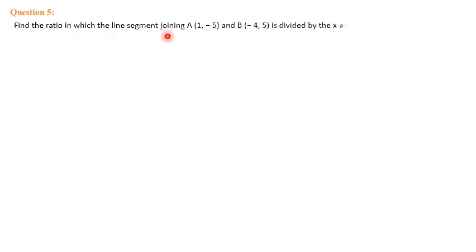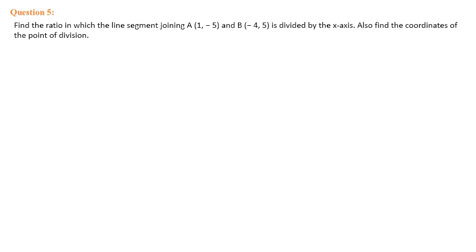Next we shall discuss question number 5. The question is, find the ratio in which the line segment joining A(1, -5) and B(-4, 5) is divided by the x-axis. Also find the coordinates of the point of division. There are two parts in the question.